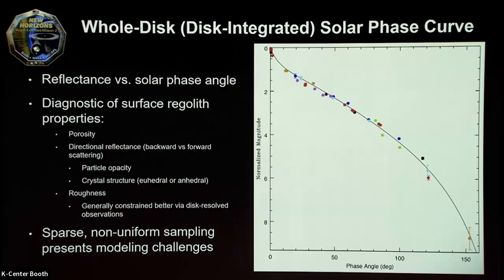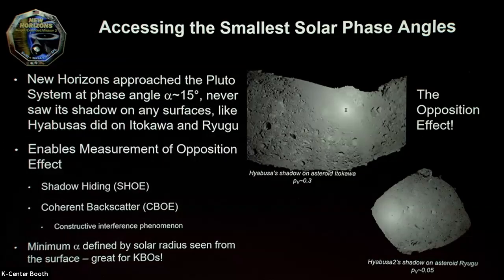So you can gauge the roughness, but not constrain it well. One thing that we do have to deal with, though, even though these spacecraft observations are unique and extremely valuable, is that they happen to be sparse. So we don't have well-sampled phase curves like the one here. This is put together from all the cold classicals. Each dot corresponds to a different color. So if you look at one color, there aren't a lot of points of that one color. And that sparse, non-uniform sampling does present modeling challenges.